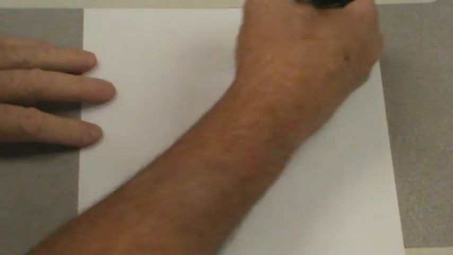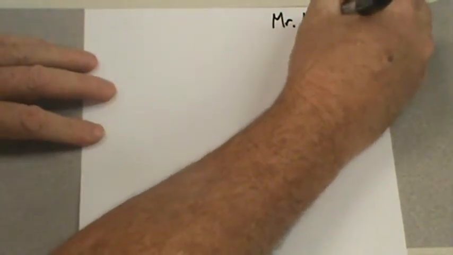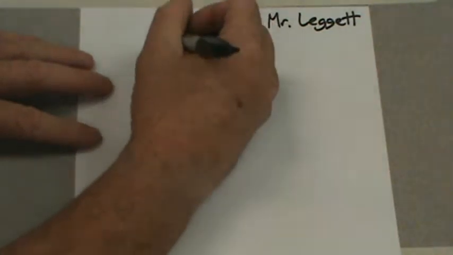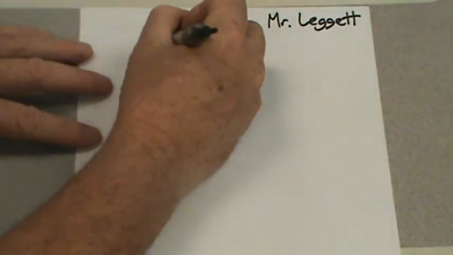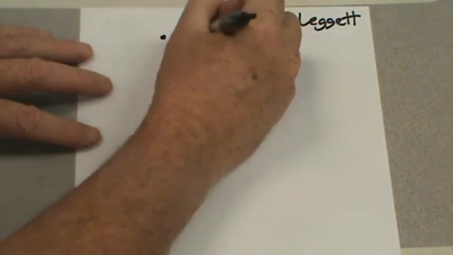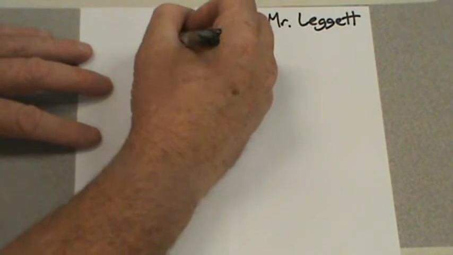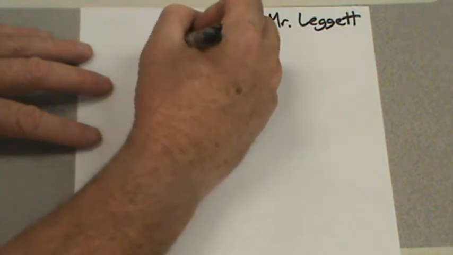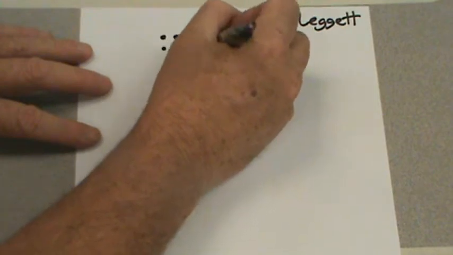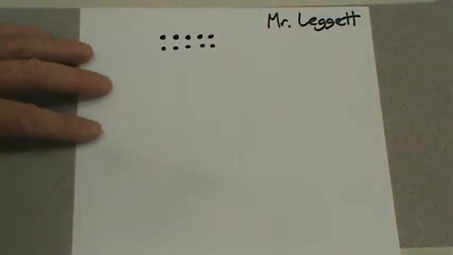So, what we're going to do, let's start off with a little bit of dividing in equal groups. So let's start off with our name. Okay, there's our name. And we don't need to bother with today's date because this is just scratch paper. So we're going to make an array. There we go. So how many rows are there?